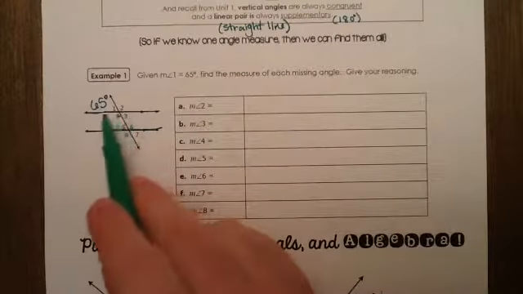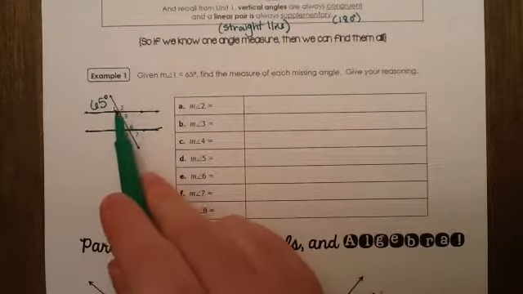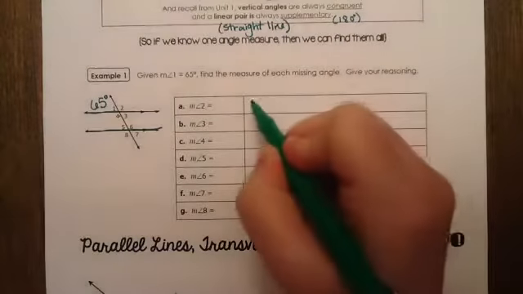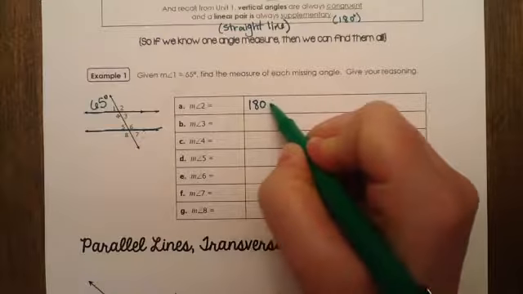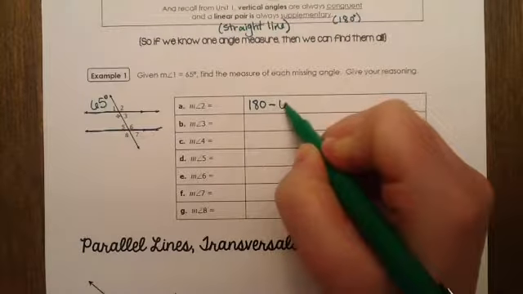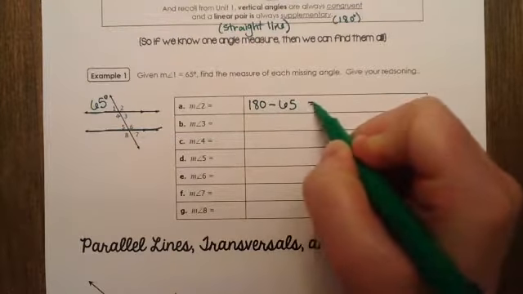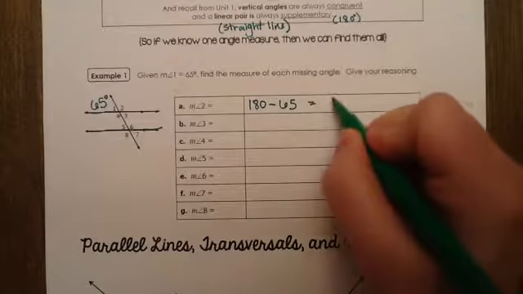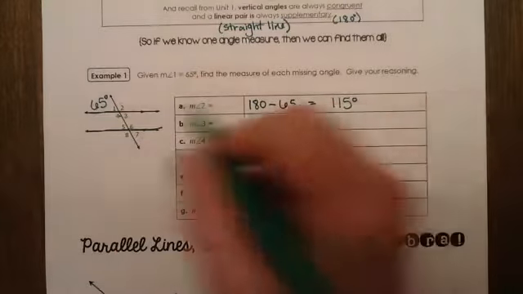Well, what do these two lines make? Two angles make a straight line. And a straight line adds up to be 180. So how can I find the measure of angle 2? 180 minus 65. And that is 115 degrees.